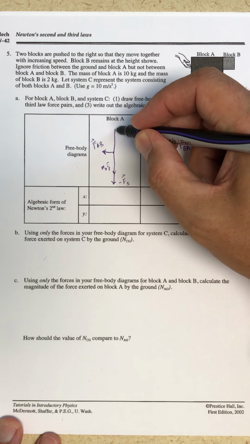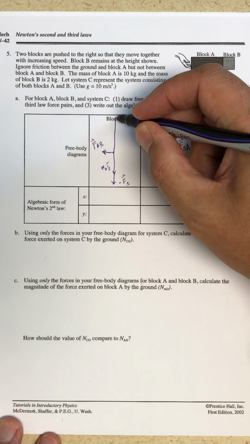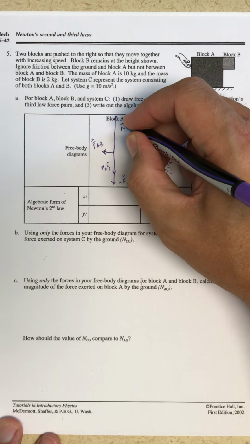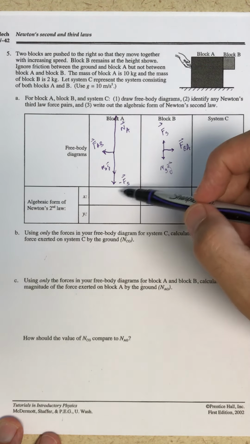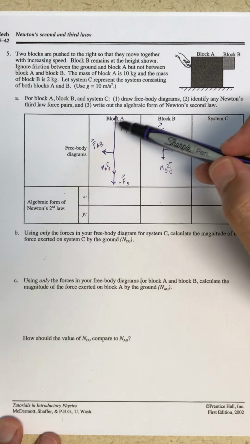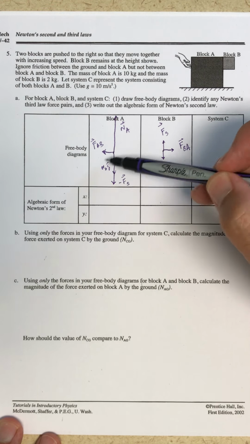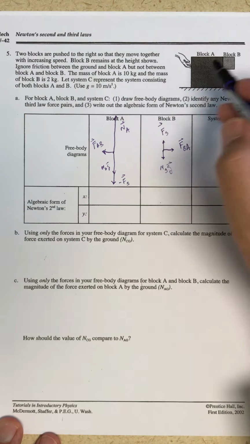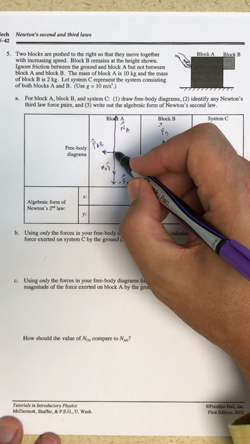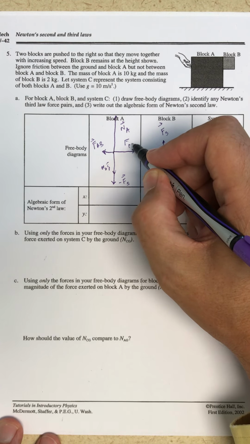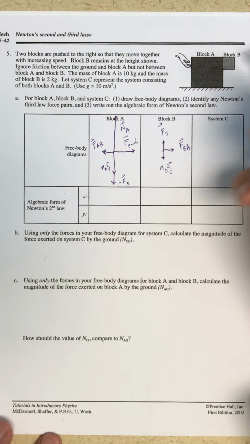The ground is going to exert a normal force up on A, to make sure block A neither jumps up in the air nor falls through the ground. So the normal force on A cancels out both of those forces in the vertical direction. And then the hand is pushing the block to the right. I'll just call that the force of the push.